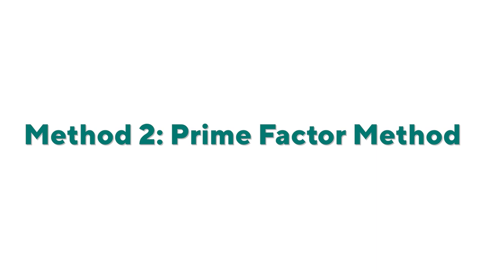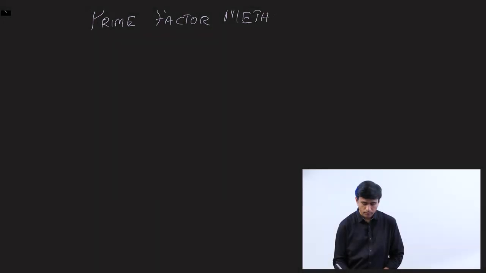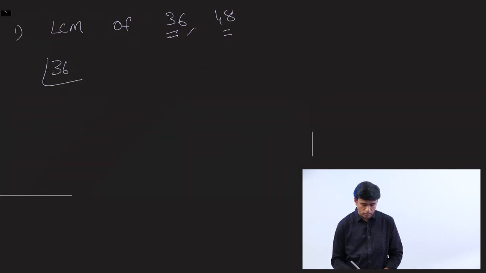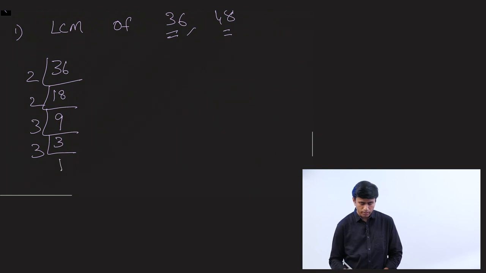Prime factor method. How can we find LCM using this method? Let's take an example. Find the LCM of 36 and 48. So in this method, we find the LCM by finding the prime factors of 36 and 48. Let's look at the prime factors of 36. 2 nines are 18. 3 threes are 9. 3 ones are 3.